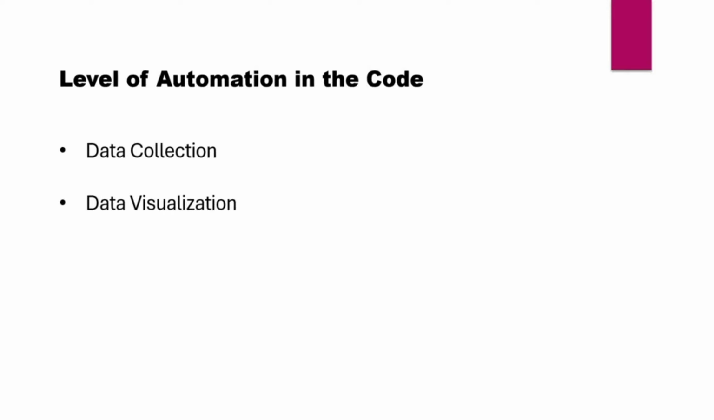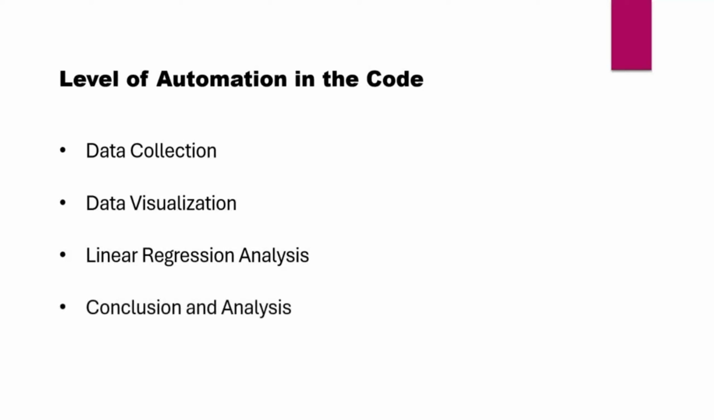Next, the data visualization. Moving on to data visualization, the code does a great job of automatically creating visualizations for cutoff ranks. However, there's still some manual configuration involved in formatting the plots. Next, linear regression analysis. When it comes to linear regression analysis, the code shines. It fully automates the process of fitting linear regression models and generating predictions. Next, conclusion and analysis. In this, however, the code falls short when it comes to automating the analysis and commentary on trends. This part is left for manual input and is not automated.